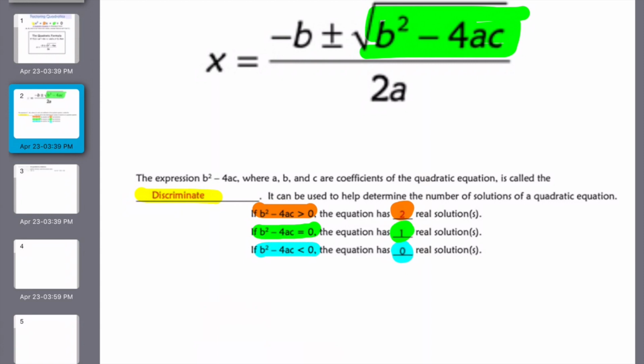However, if it has 0 real solutions, that doesn't mean there are no solutions, because there are such things as imaginary solutions with imaginary numbers, and we will talk about those later on. Okay? So now, let's try to use the quadratic formula in order to help solve some quadratics.